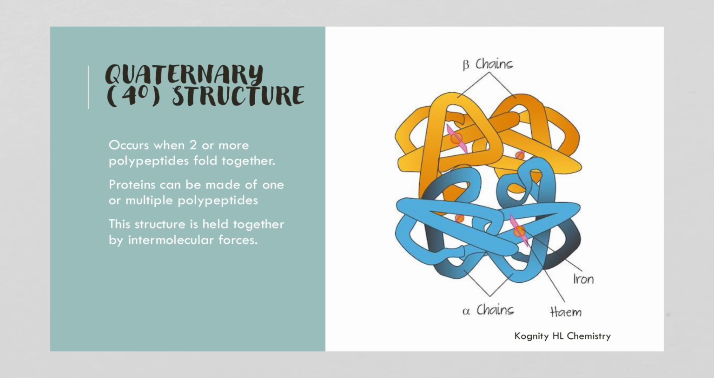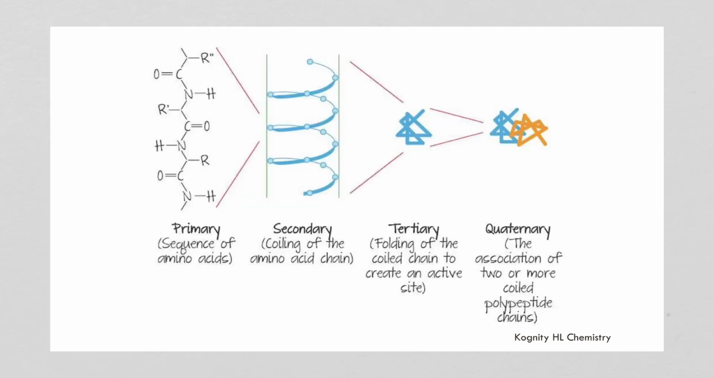The final level of protein structure is called quaternary structure, or the fourth degree. This happens when there are two or more polypeptides joined together. This is an example of hemoglobin. There are actually 4 here, and they're being held together by intermolecular forces. We'll spend some more time talking about hemoglobin in a later lesson.